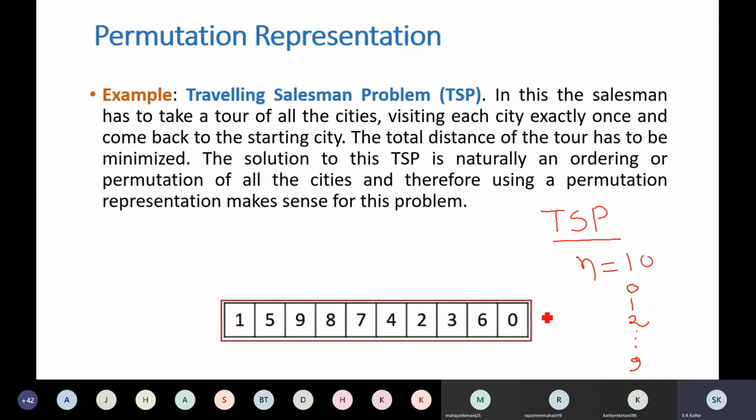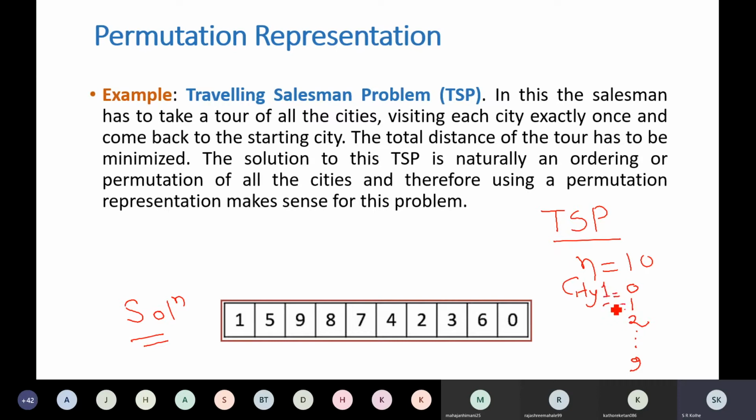Now in the traveling salesman problem, what is the solution? A round trip made by the salesman. So instead of writing those city names, we will now write these numbers. So 0 means city 1, some name will be there.